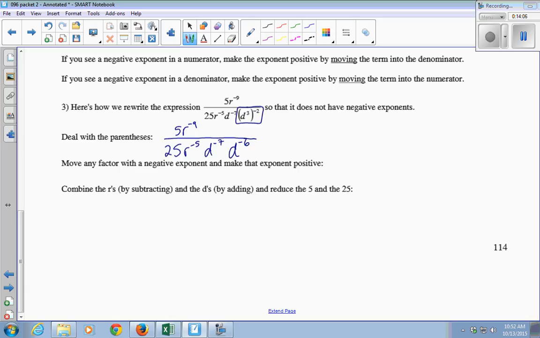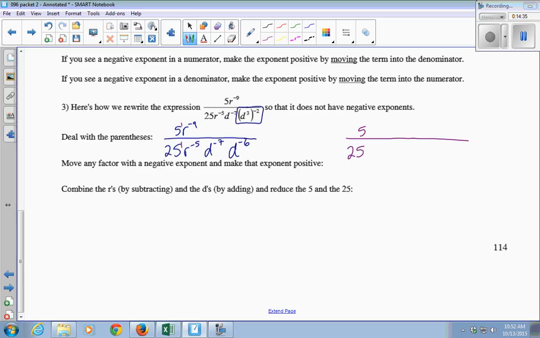All right, so now I'm going to deal with all the crying babies, right? Any exponent that's negative, I move it to wherever it needs to go, right? If it's already up, I move it down. If it's down, I move it up. Okay, so my 5 and my 25 stay where they are because they have exponents of 1, right? That's 5 to the first, 25 to the first. They're happy babies. Leave them where they are.